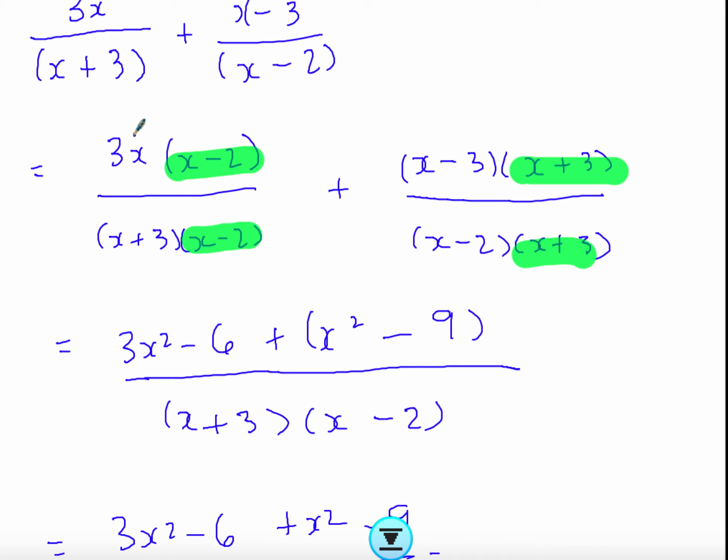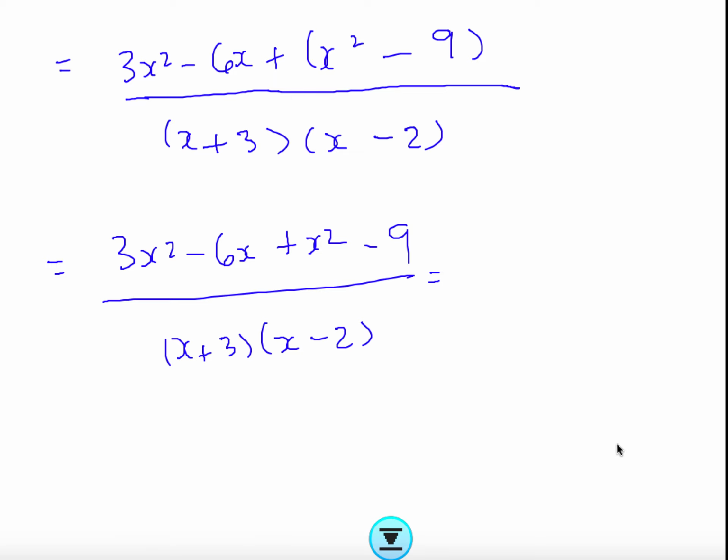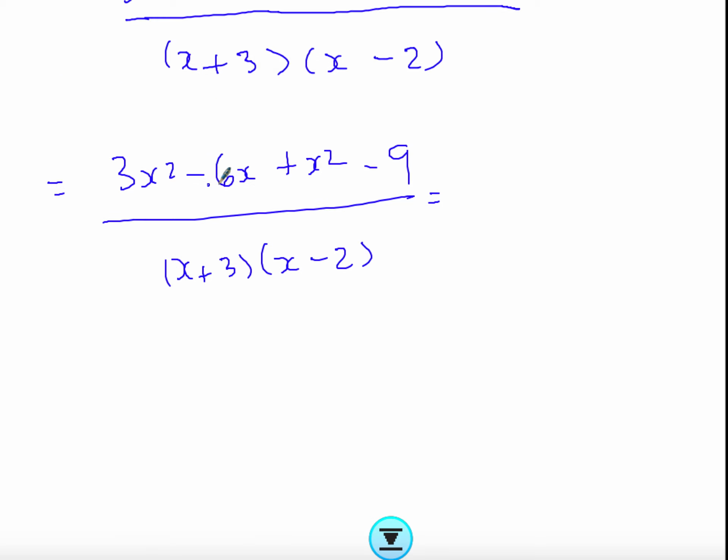Yeah, I made a mistake here. This is 6x and not just 6. So try to avoid these tiny algebraic errors. Collecting the like terms, I have 3x squared plus x squared, so that's 4x squared, and then the minus 6x stays the same, and then I have the minus 9, over x plus 3, x minus 2.